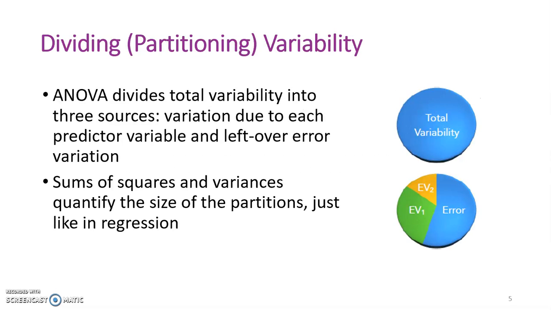So, as we've discussed already, ANOVA divides the variability into sources. There's the variation that's due to each predictor variable, 3 now because we've got 2 predictor variables, and then there's the leftover error variation. So now, instead of having a sort of pie chart for variability with just 2 parts, we've got 3 parts because we're separating out the part due to the predictors, or the model, into each predictor variable. We're still going to use a calculated sum of squares and the variances to quantify the size of these partitions of variability in the same way that we did with regression.